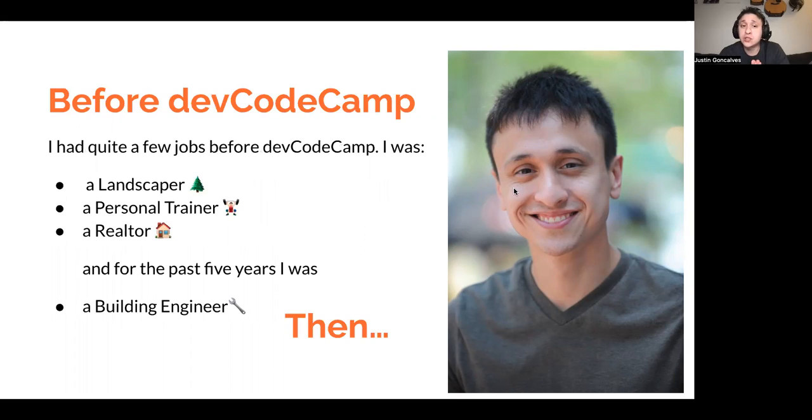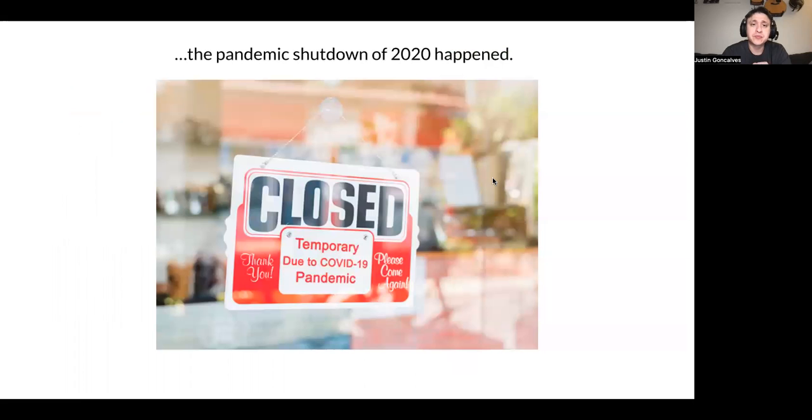Now, before devCodeCamp, I had quite a few jobs in the past. I was a landscaper. I was a personal trainer for 3 years. I was a realtor for 1 year. And for the past 5 years, I have been a building engineer, which I was content and happy with until the pandemic shutdown of 2020 happened.